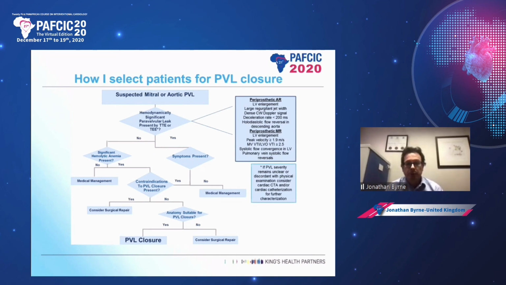And of course, we leave surgical closure in there as an option, particularly if there is a very large defect or there are anatomical features which are adverse to PVL closure. But most of the time, the patient will proceed with percutaneous closure.